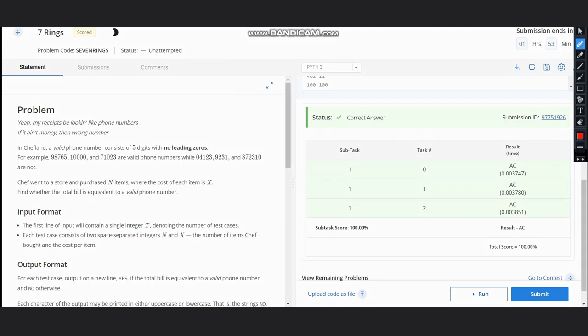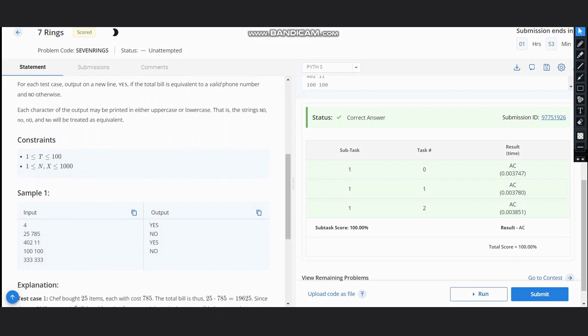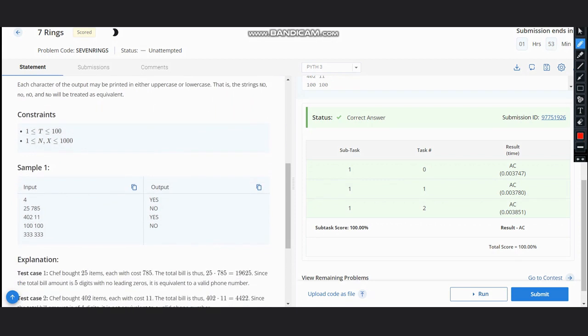So looking at the examples first, in the first example we have 25 and 785. When we multiply 25 and 785, the answer is 19625. Yes, it is a 5 digit number. It does not have leading zeros, so we output yes in this case. If we multiply 402 with 11, it would lead to a 4 digit number. Hence, the answer is no. We can see the answer is 4422, which is a 4 digit number. So first, what we are checking is whether it is a 5 digit number or not.